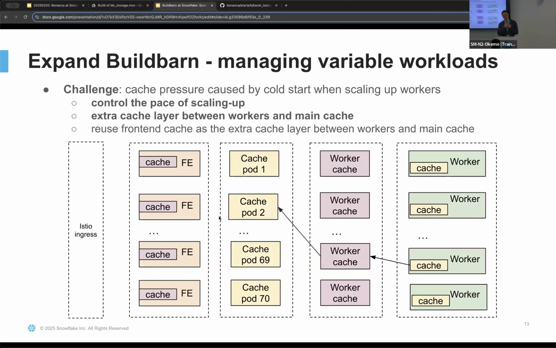The second solution we tried is to add an extra cache layer between the workers and the main cache. The idea is that we want to use this worker cache to share the load with the main cache, as an extra protection for our main cache. As another consideration, we also considered using the front end cache as an extra cache layer, but we ended up not picking this option because we would like to have the front end cache and the worker cache scale separately.